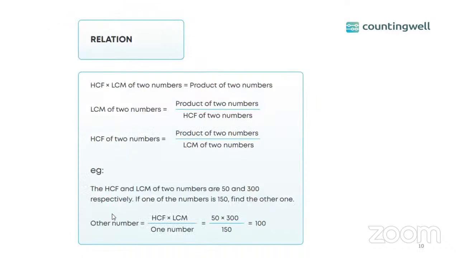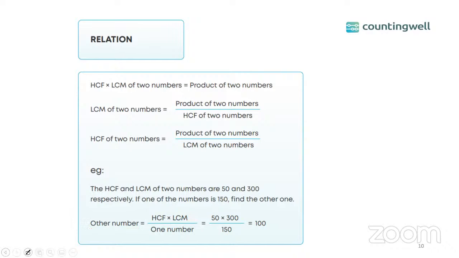Now let us move to our next topic, which is relation between HCF and LCM of two numbers. HCF into LCM of two numbers is nothing but the product of two numbers. So LCM of two numbers is nothing but product of two numbers divided by HCF of two numbers. HCF of two numbers is nothing but product of two numbers divided by LCM of two numbers.